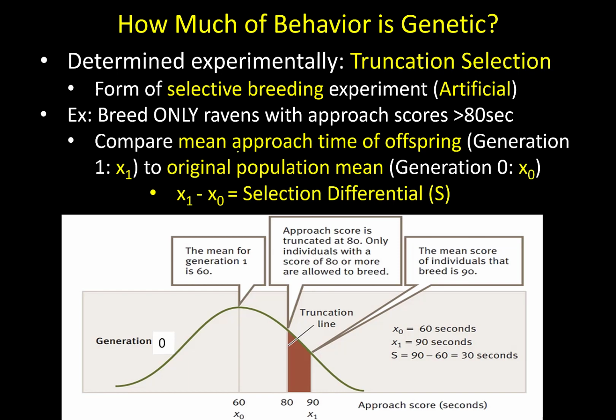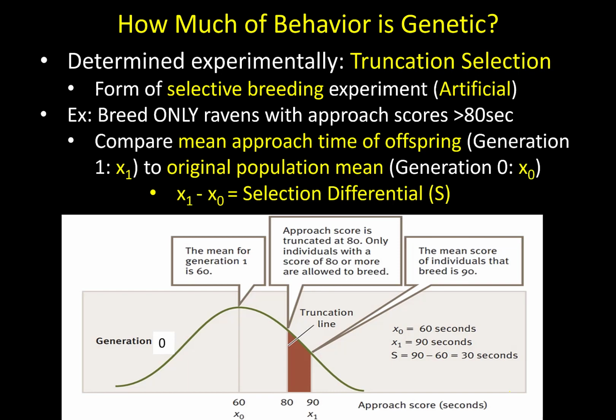The type of experiment we are going to use to answer this question is called truncation selection. Truncation selection is a type of selective breeding experiment, so this is going to be artificial selection. And I'm going to walk you through an example of how we could use this with our current question of, is approach time a heritable behavior among ravens, right?